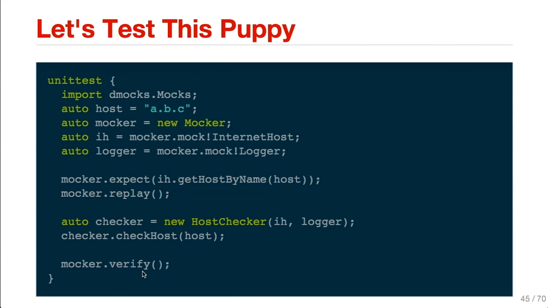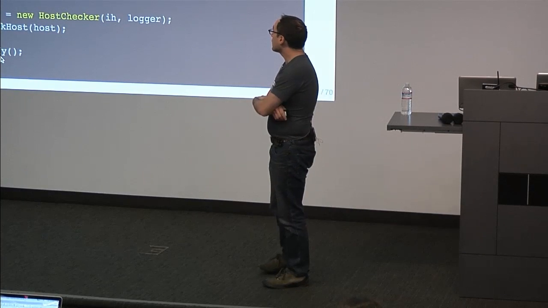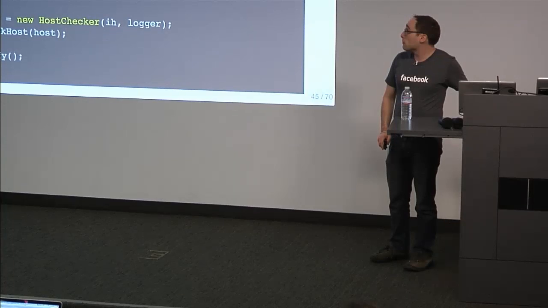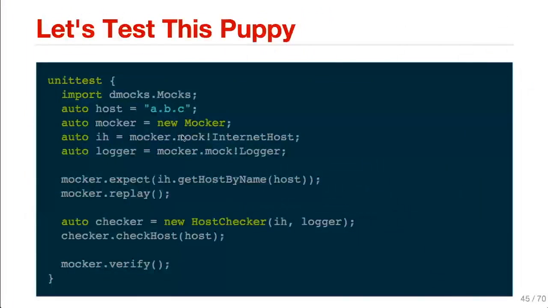I don't see the connection of mocker to new host checker line. So mocker here constructs for me a mock of the object internet host. So this is an internet host mock, and the variable logger is a mock of the logger class. Underneath the hood, it's actually making subclasses of these classes, but it just uses reflection to make no-op.